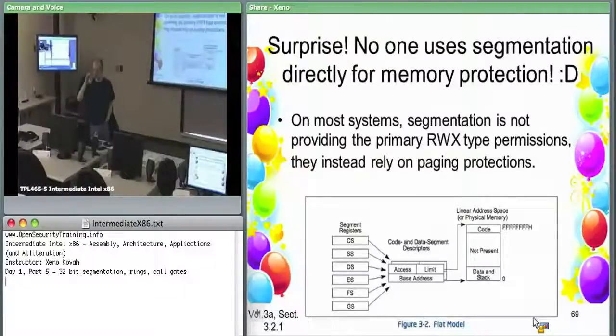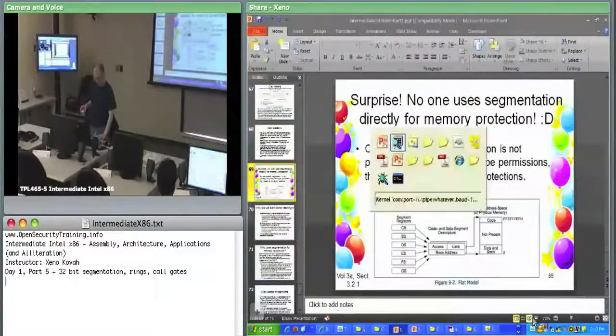Corey had a question. If you can't set up CS with MOV, how does the kernel set up a user land process to run with lower privileges?